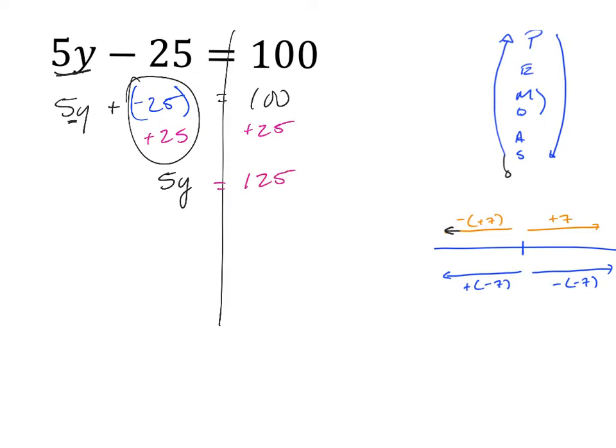Now again, this is 5 times y. So what I'm going to do is undo the multiplication with division. I'm going to divide both sides by 5. And I'm going to get that y equals, well, 125 divided by 5 is going to be 25.